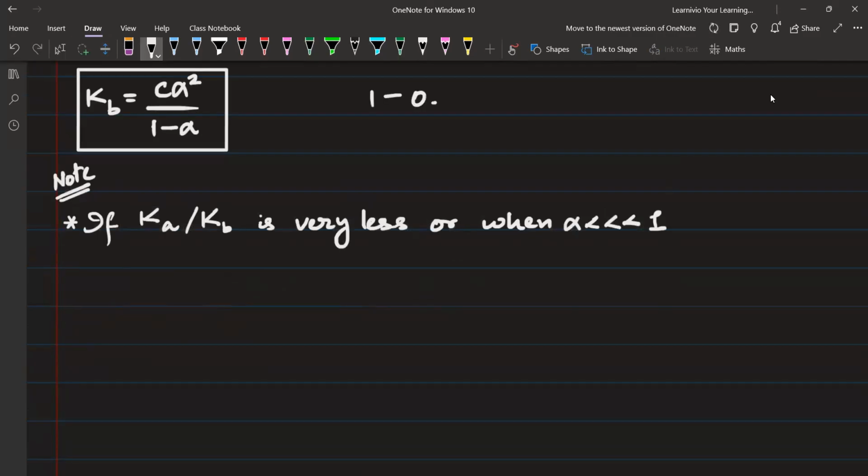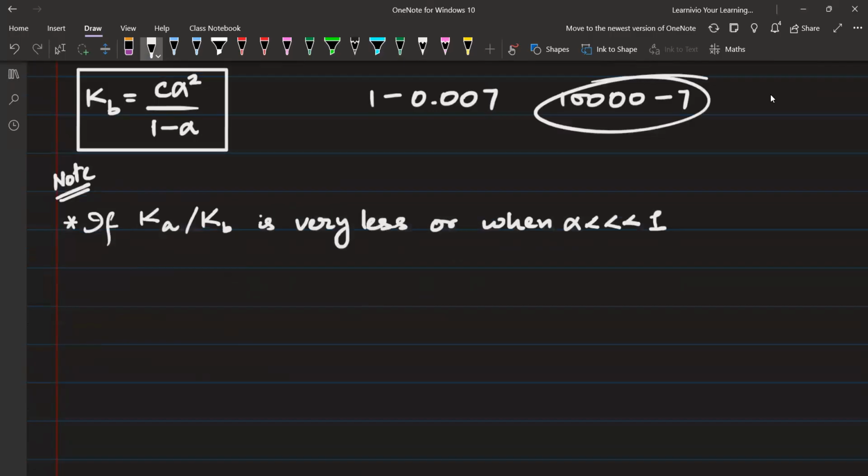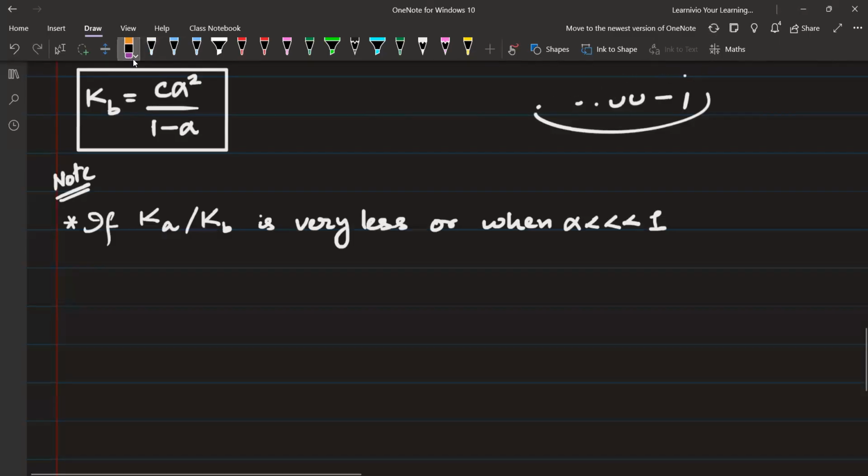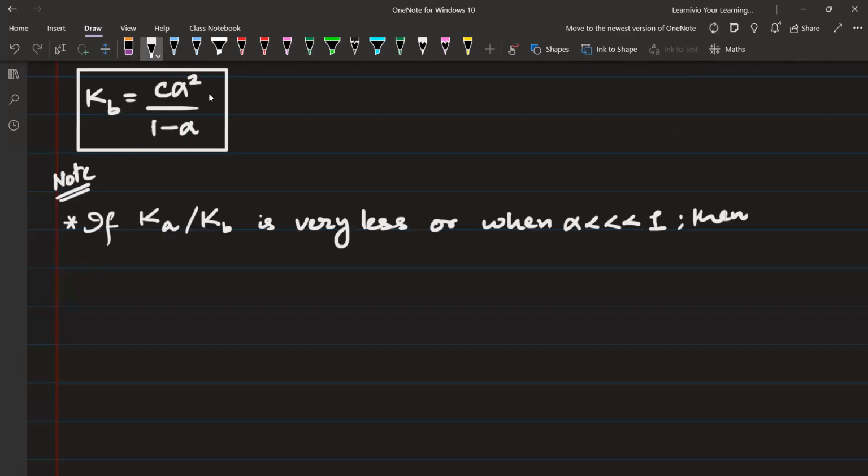If I have, let's suppose, 0.007, it does not really make sense to subtract anything like 0.007 from 1. It is like we have 10,000 में से 7 subtract करना. Doesn't really make any sense, right? So that is why whenever we have something like this, we ignore the alpha from the denominator. Ignore alpha in 1 minus alpha, है ना?